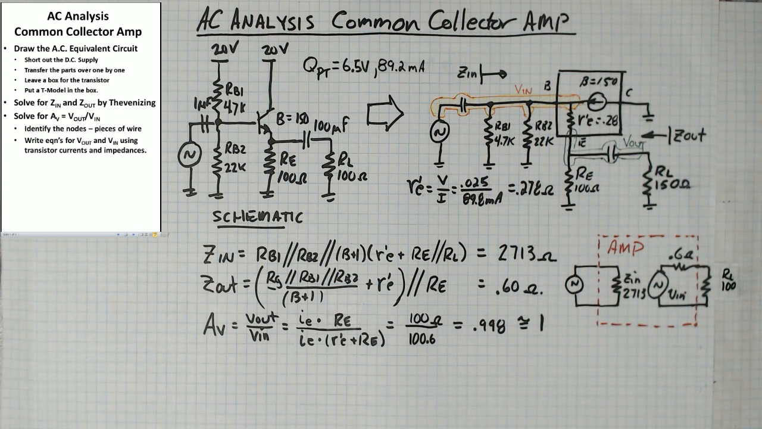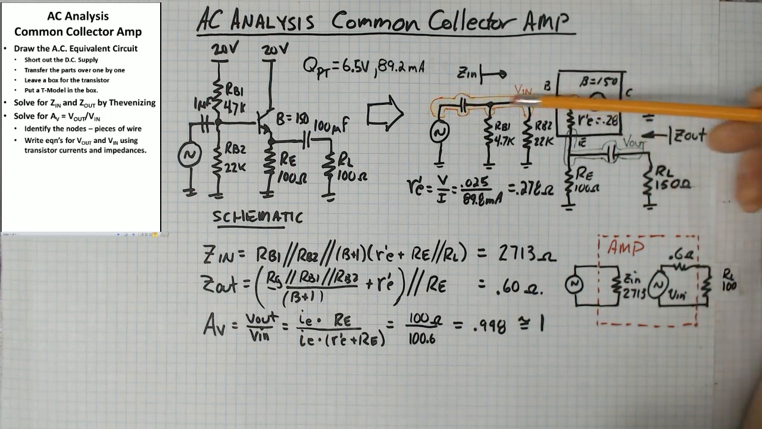Once you've identified those two nodes, you write equations for V out and V in using transistor currents and impedances. So I would look at this and say, okay, V out, if the current's coming out of the emitter and going this way, is IE RE. I'm not including the load because we like to find the AV open load, so we detach the load. So V out is IE RE, and I've written that down on top of the equation.